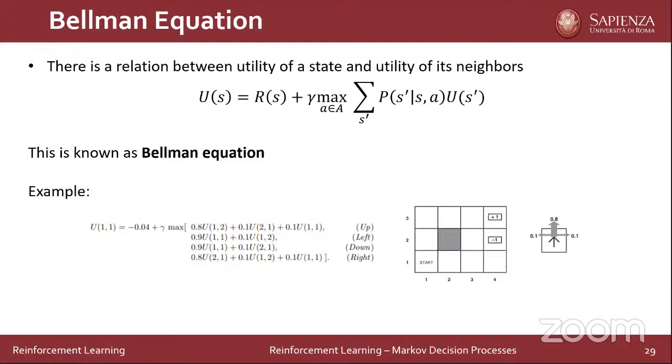So if you go left, you will have probability 0.9 of staying in 1, 1, right? Because with 0.8, if you go left, you will stay here, plus 0.1 of staying again here, plus 0.1 probability of going in 1, 2. And you can do the same for all the actions, and then you take the maximum one. So assuming that you know the values of these other states, you take the maximum of all of this.